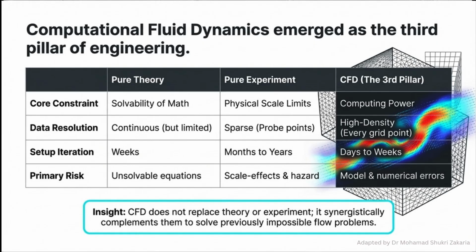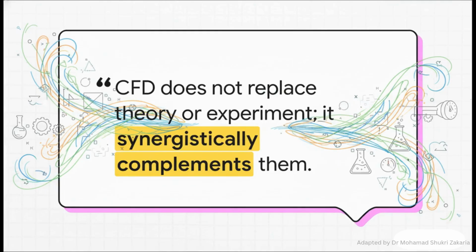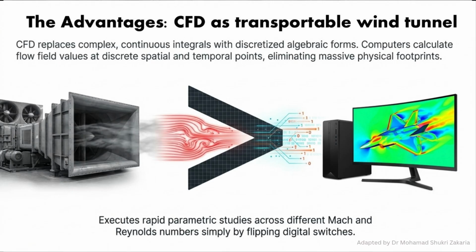Or how about iteration speed? Building a new physical prototype might take months. A new digital design, you can test that in days, maybe even hours. It completely changed the speed of innovation. Now, this is a really important point to get. CFD doesn't make theory and experiments obsolete. Not at all. It works with them. It fills in the gaps. It lets us explore ideas that were untouchable before. It's all about synergy.